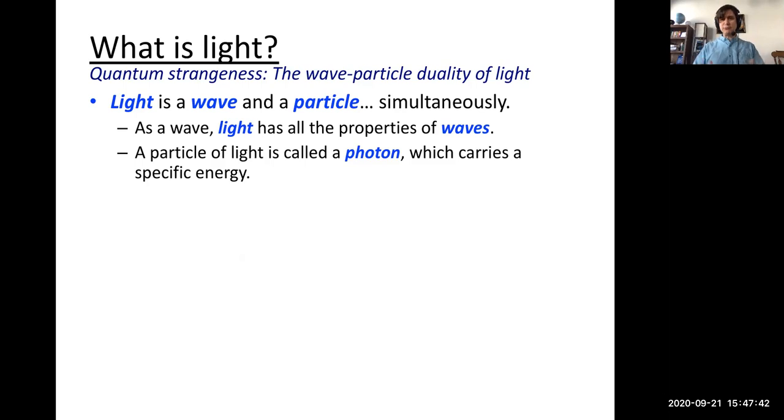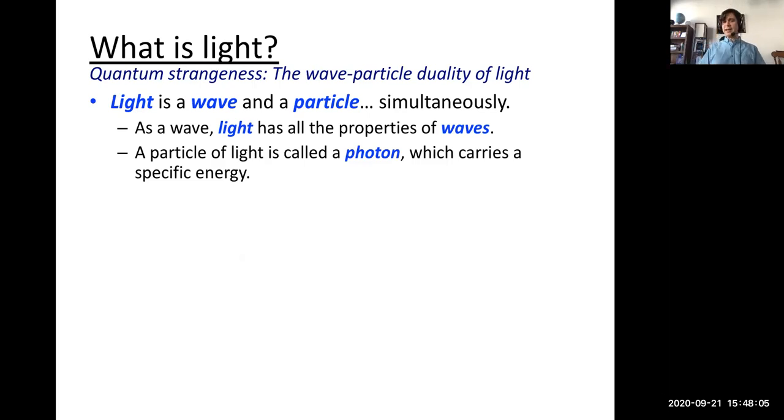A wave is like ripples on a pond. The ripples are everywhere on the pond. A particle is a thing in a distinct location. So a wave is dispersed over a large volume, a large region of space. A particle is in a very distinct location in space. But light is both at the same time.